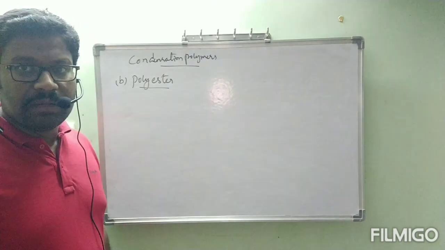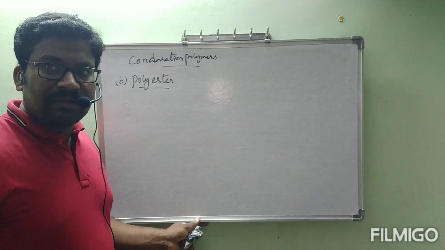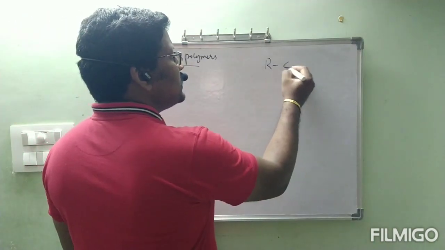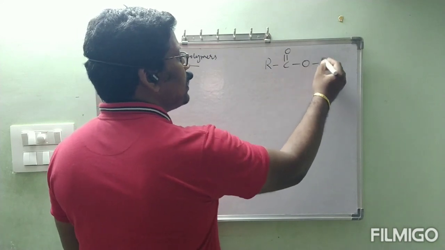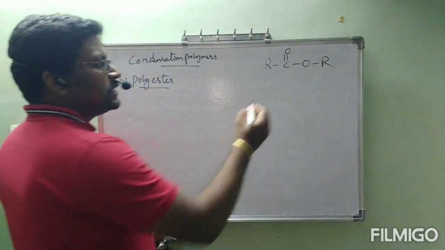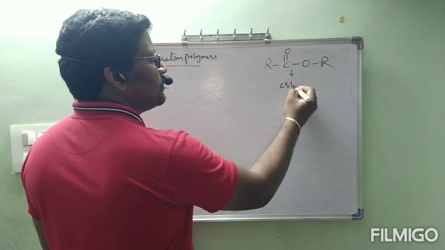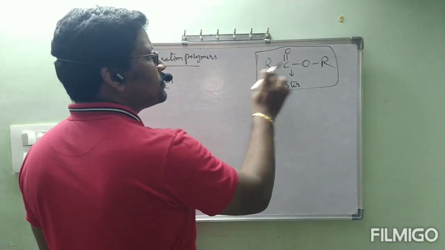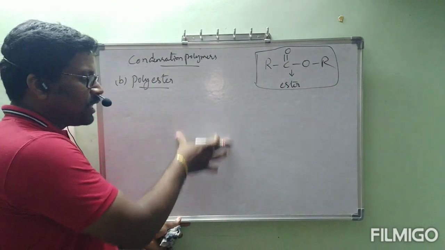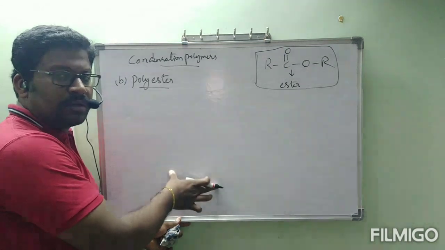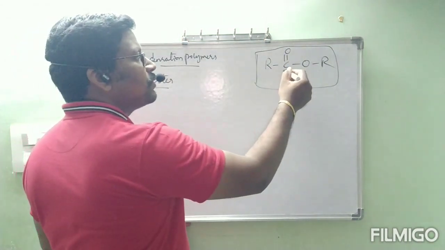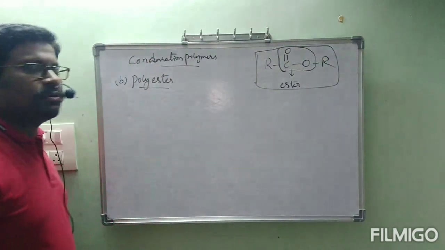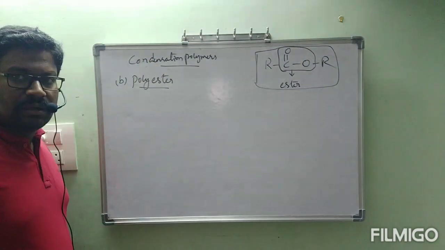Now, under polyester, before going to this, what is meant by an ester group? What is the general formula of an ester? R C double bond O O R. This is called an ester. Don't bother about R and R. After writing the example and the polymer, we will understand that the C double bond O group is present. That is called polyester.